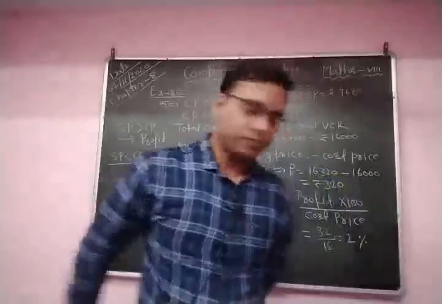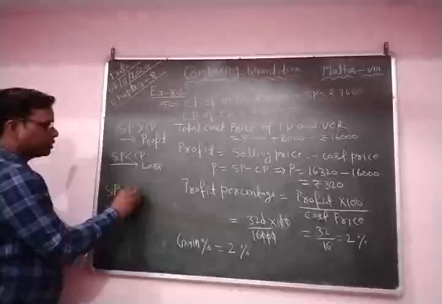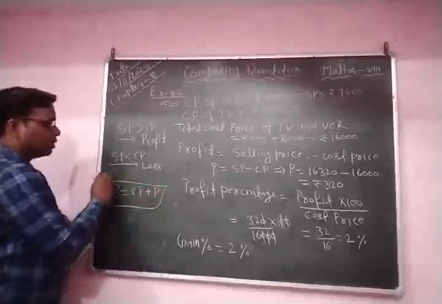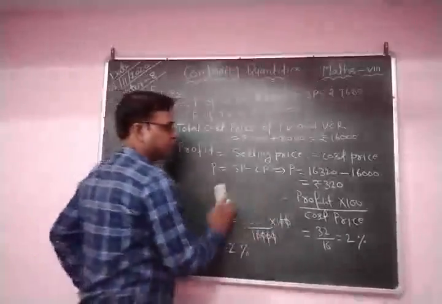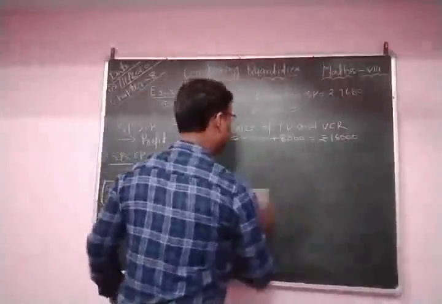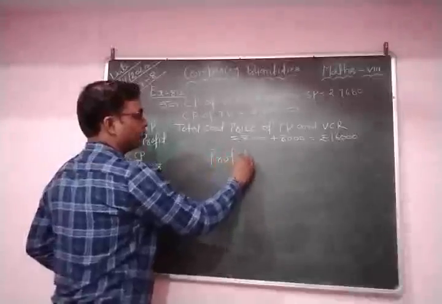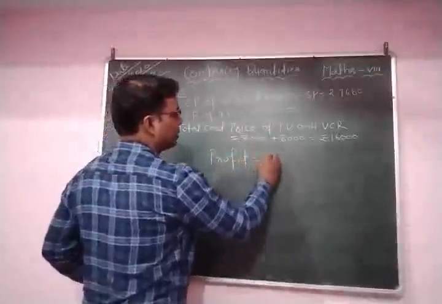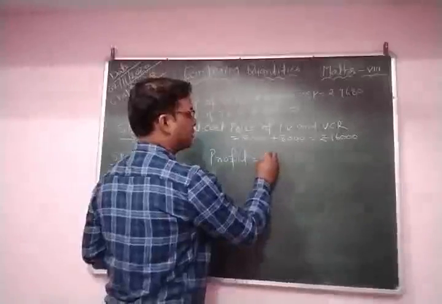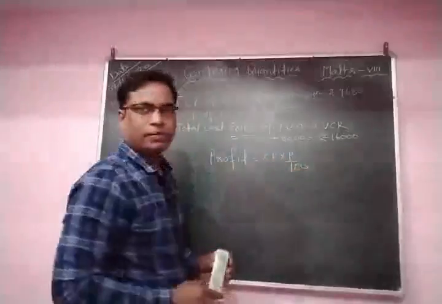SP is equal to, how can we find SP? SP is equal to CP plus profit. So how can we find profit in this case? Profit is equal to CP into profit percent by 100. Okay, CP into profit by 100. In this formula you can find profit.